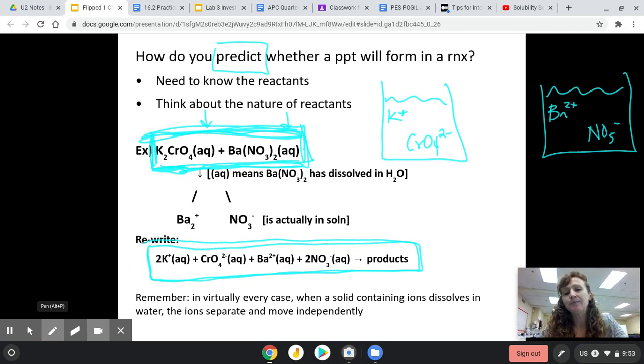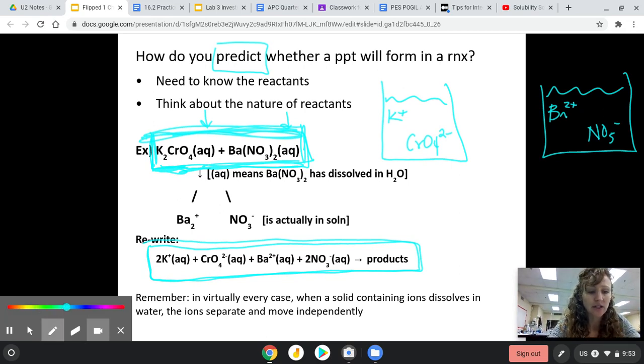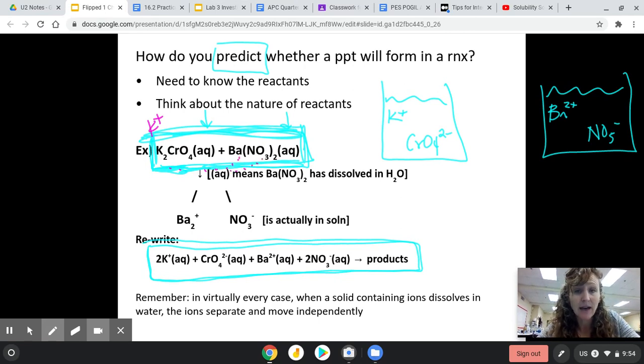Now, remember, in a double replacement reaction, you're going to have the positive ion of one thing attracted to the negative ion of the other thing. So let's look at what kind of products could actually form. Potassium is your positive one. Is it going to be attracted to barium or is it going to be attracted to nitrate? Think about the ions that form. Barium is a 2+. Is a K+ going to be attracted to a 2+? No, they're both positives. That attraction is not going to happen. K+ is going to be attracted to the NO3-.